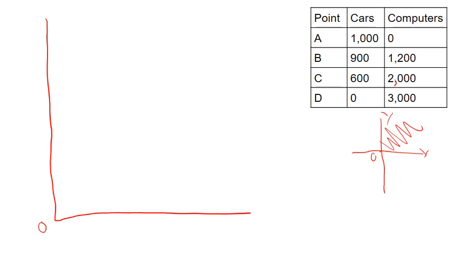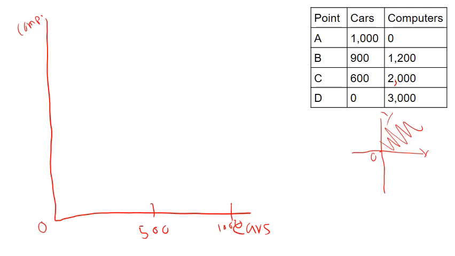Here's the origin. That's where cars and computers both equal 0. And let's measure cars on the horizontal axis and computers on the vertical axis. Now the maximum number of cars is 1,000. Let's say it's 1,000 right there, which means 500 is about right there.